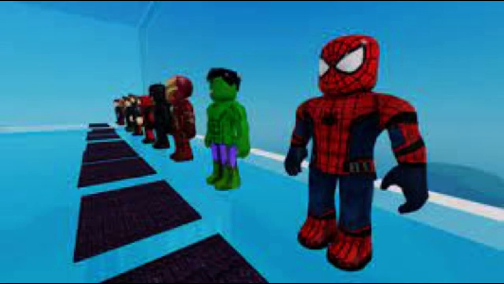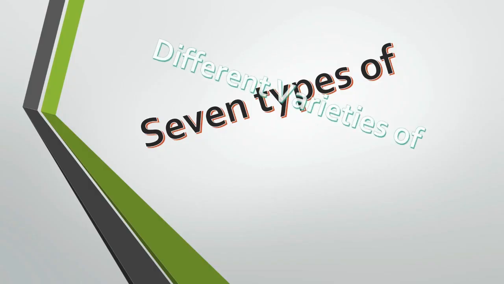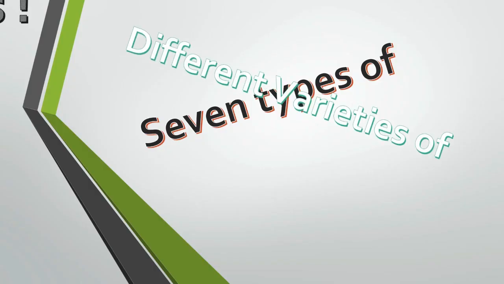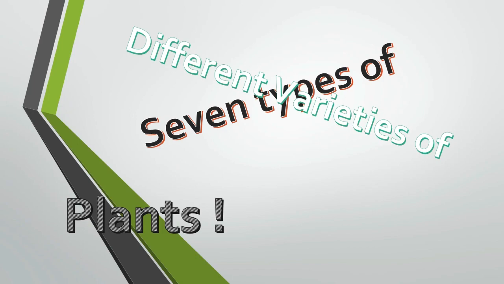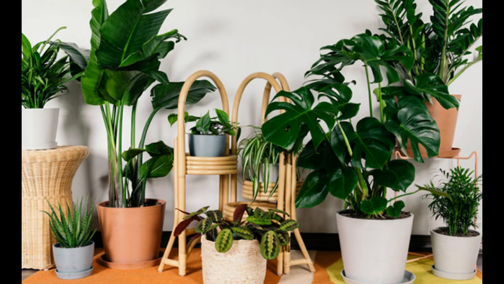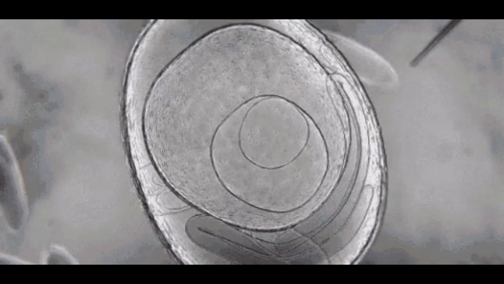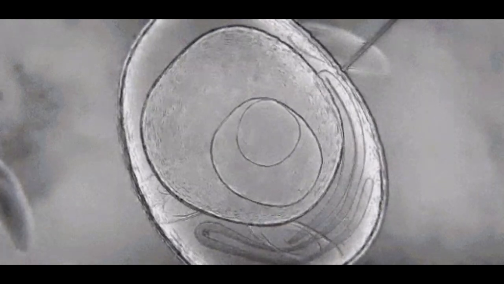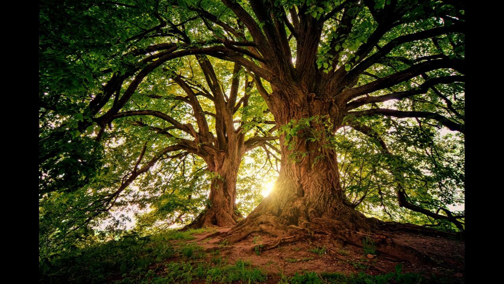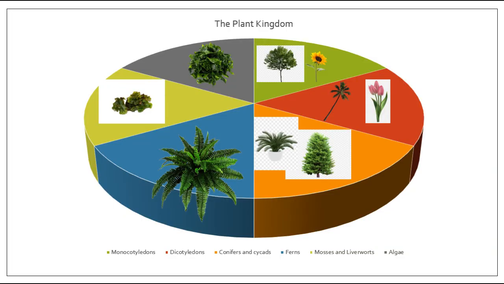And today we are going to be knowing about 7 different varieties of plants in the whole world. Firstly, if you don't know, there are more than 4 lakh species of plants around the whole world, ranging from tiny single-celled organisms to giant trees, the largest living things. The plant kingdom is split into monocotyledons, dicotyledons, conifers and cycads, mosses and liverworts, and algae, which is seaweed.